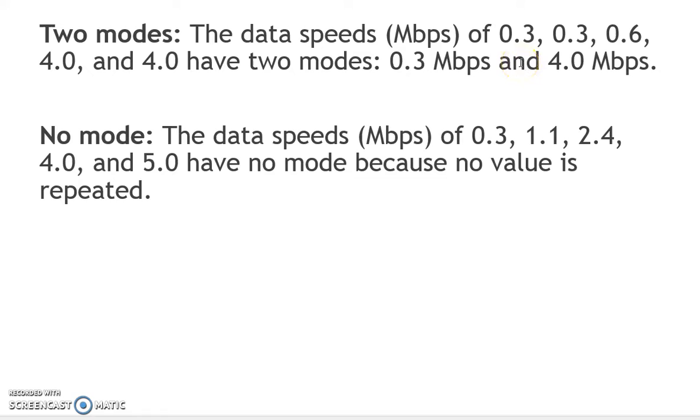Let's change the values just a little bit. Suppose you got 0.3, 0.3, 0.6, 4.0, and 4.0. Then you can see that 0.3 and 4.0, these two numbers, have both occurred 2 times. They are the two modes, so it's called bimodal. And if you change the data values even more, suppose none of the data values are repeated, then there is no mode. Very easy to identify.